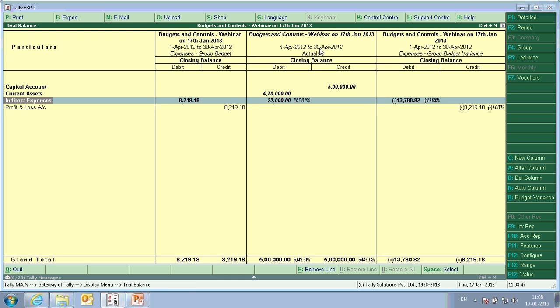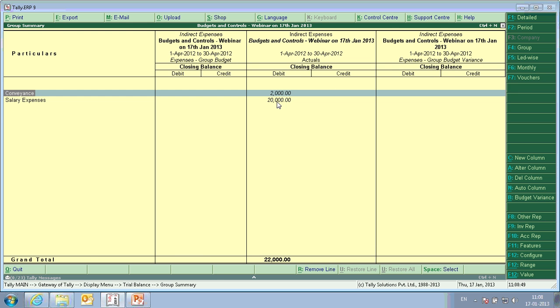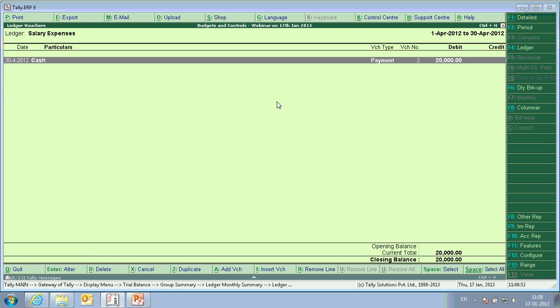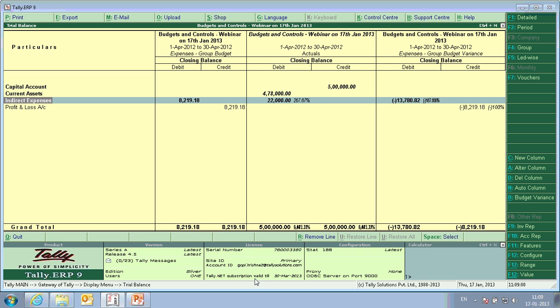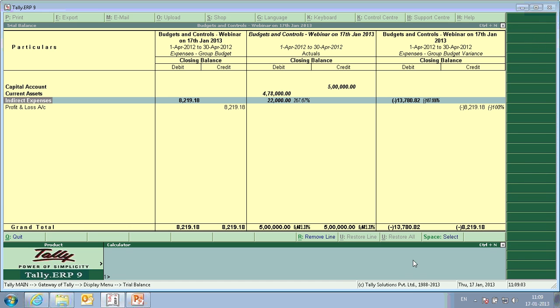Do you agree? If I get inside, see, salary, I have paid it on April 30th. So up to April 30th, I have expended 22,000. Right? Now how will Tally calculate? Let us understand. I will go to the calculator panel. Now 1 lakh is fixed for how many days in a year? 365. Am I right? So Tally will calculate the total amount for 365 days and into the number of days you have completed right now till today.